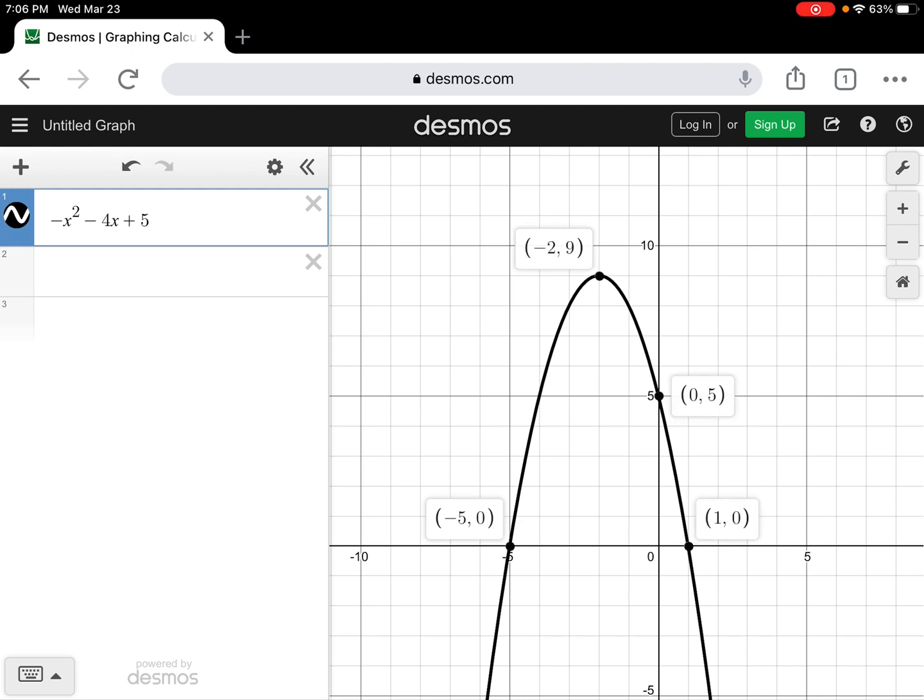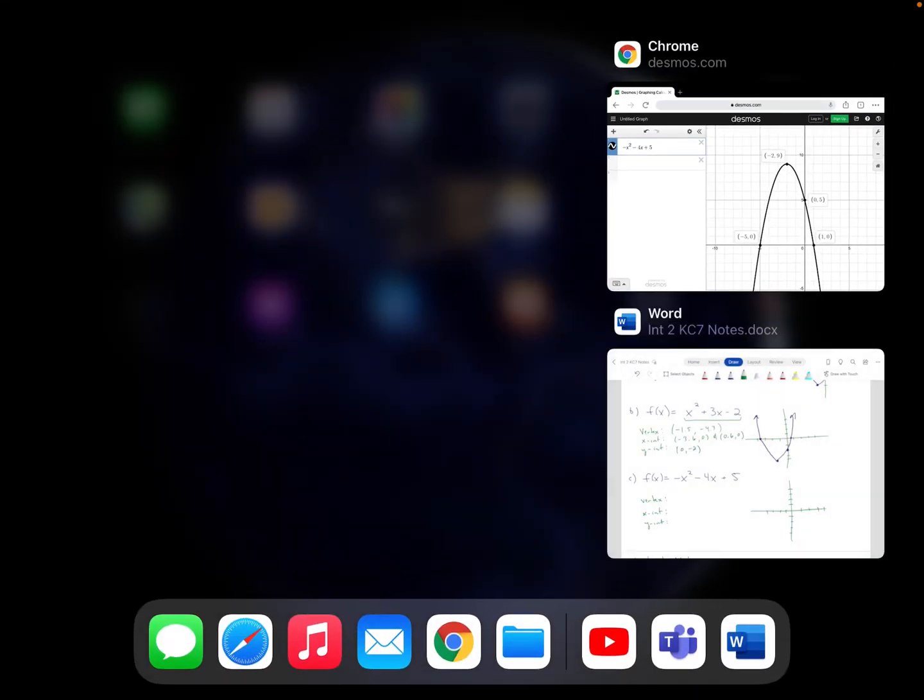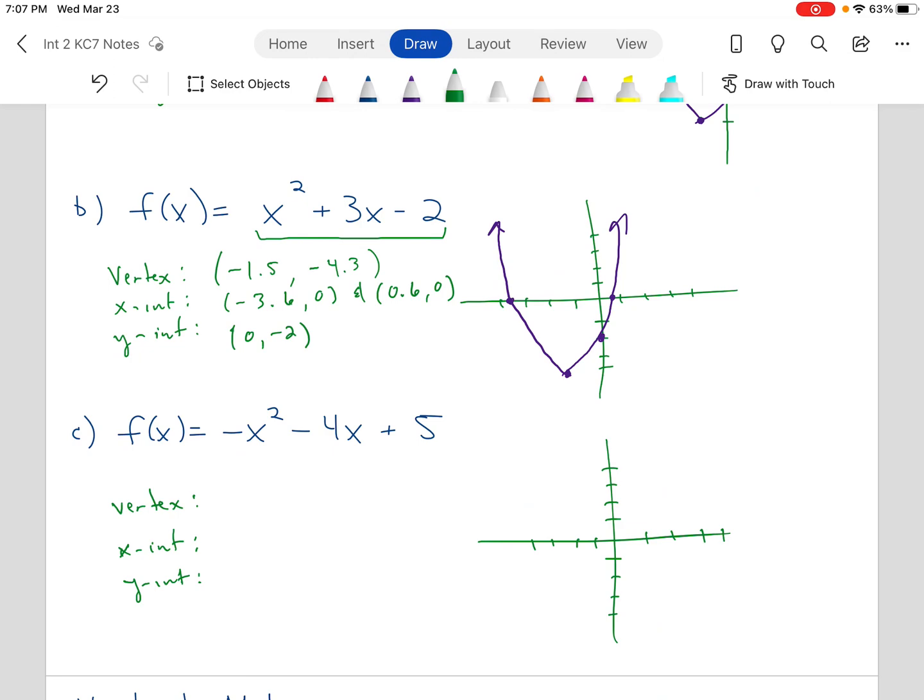Okay, so I am going to go ahead and copy that graph. So my vertex was at negative 2, 9. X-intercepts were at negative 5, 0 and 1, 0. And my y-intercept was at 0, 5. So graphing that, negative 2, 9, that's way up here. So here, x-intercepts at negative 5 and 1, and 0, 5 was my y-intercept.